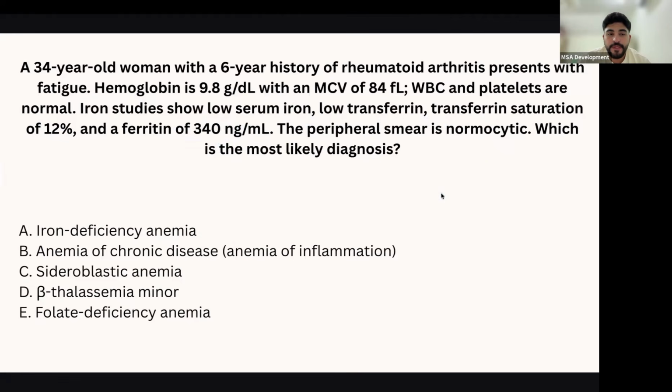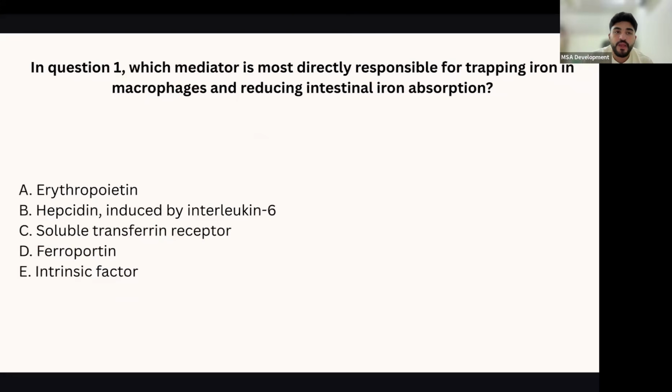So, diagnosis would be anemia of chronic disease, right? Because this patient's iron profile fits the profile of anemia of chronic disease. And as we mentioned previously, rheumatoid arthritis is a chronic condition of continuous inflammation happening to the joints, right? So you will see anemia of chronic disease. So what mediates the iron being trapped in the macrophages and reducing intestinal iron absorption in the rheumatoid arthritis patient? That would be hepcidin.